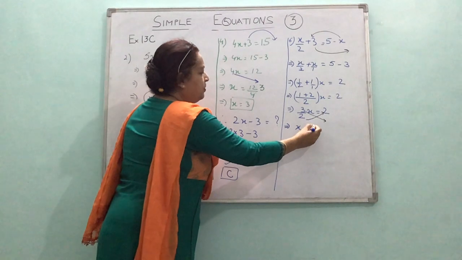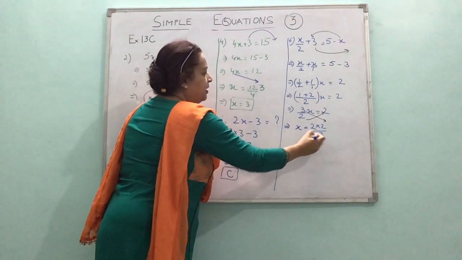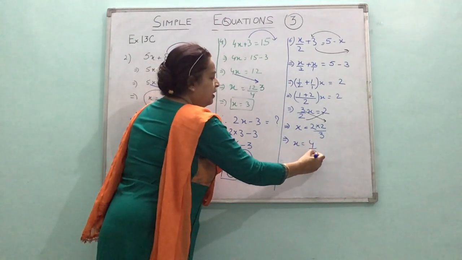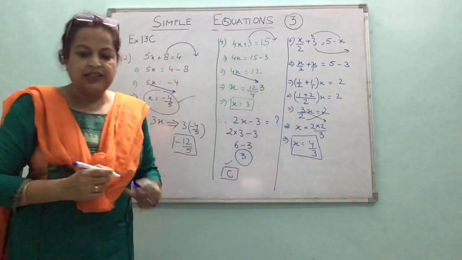x is equal to 2 into 2, where 2 multiplies and 3 divides. So what is the value of x, children? 4 by 3. Let's see what that option is in your book. The value of x is 4 by 3.